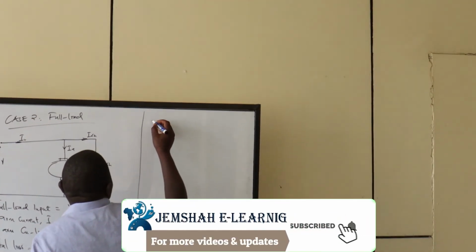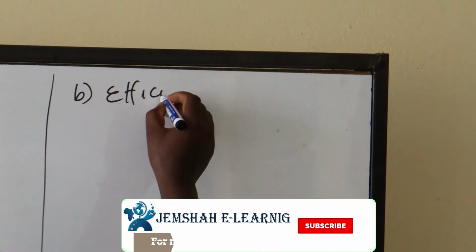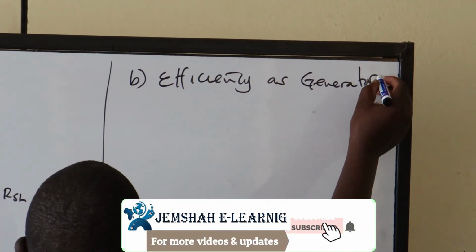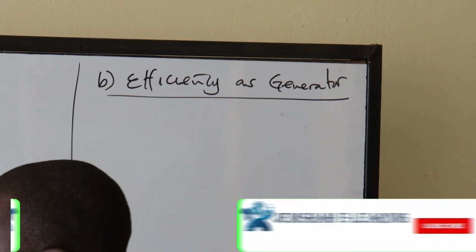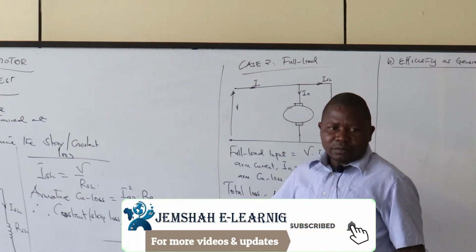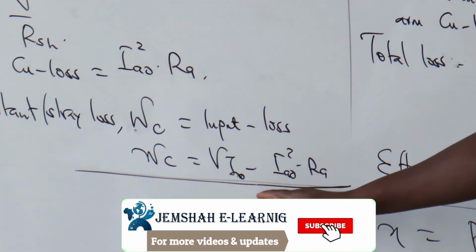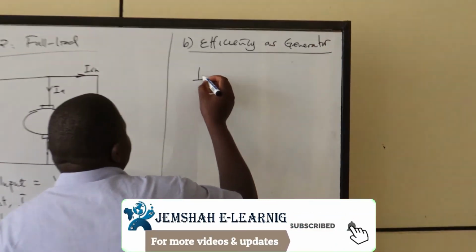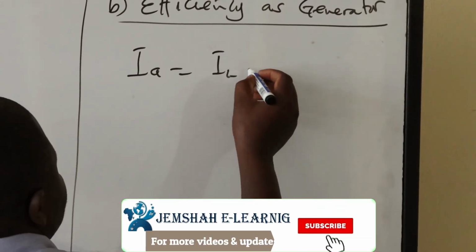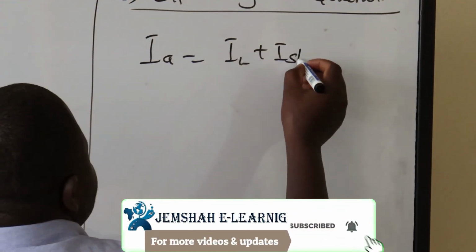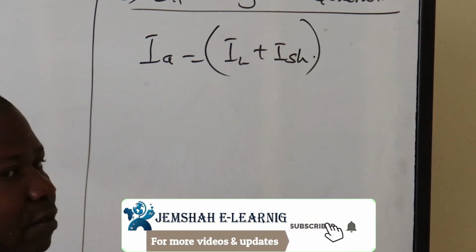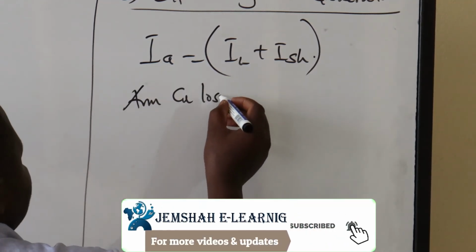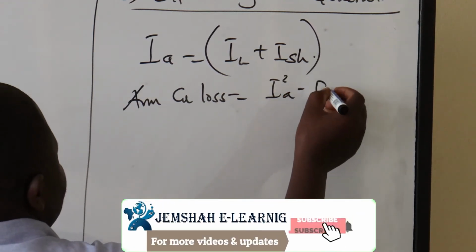And then that is A. B, efficiency as a generator. In a generator, the W_C does not change. This one you hold constant. It will never change, but we change here. So in a generator, I_A is equal to I_L plus I shunt, right? And therefore we can say the armature copper loss is equal to I_A squared R_A.